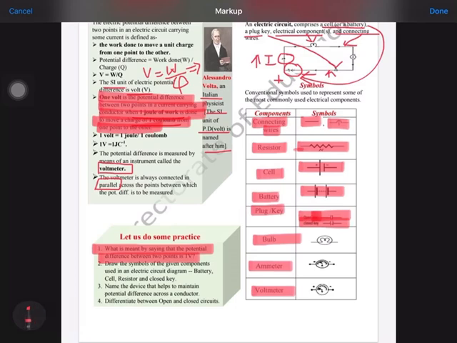Then second is, draw the symbols of the given components used in an electric circuit: battery, resistor, cell and closed key. So you have the battery, this one, then the cell, this one, resistor, and closed key. In closed key, the second option you have to draw, okay. Now name the device that is used to measure potential difference across a conductor. It is the voltmeter. So you write: voltmeter is the instrument used to tell the potential difference between the 2 points.